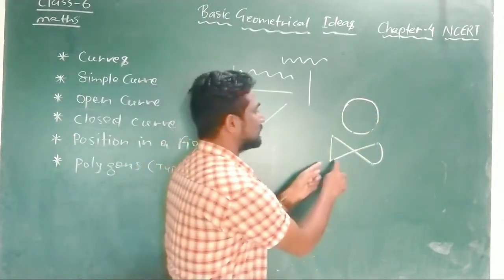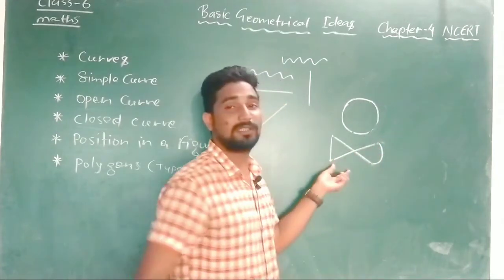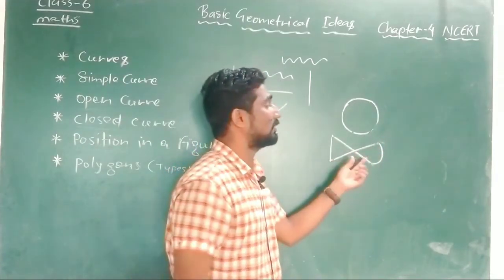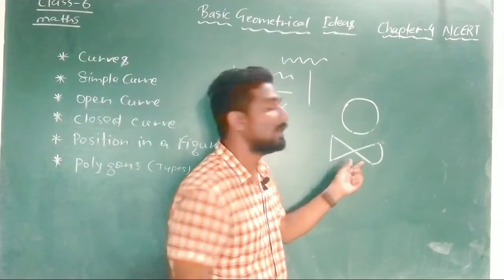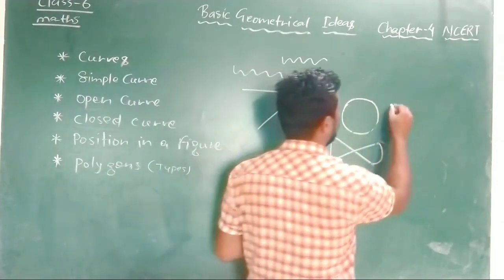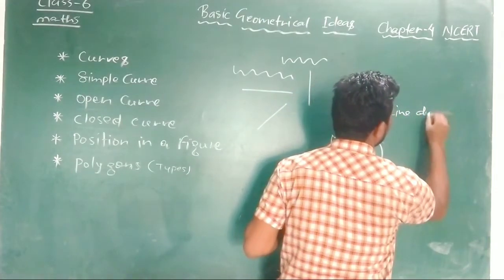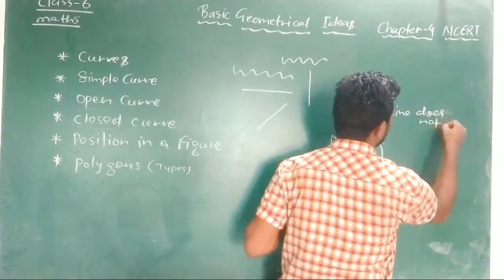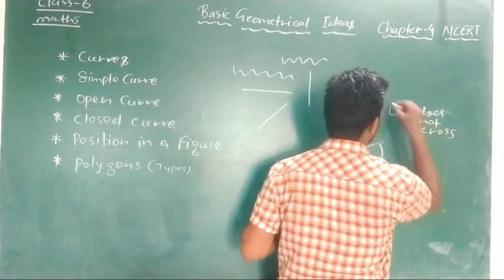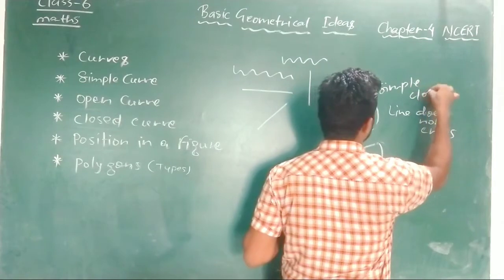And you can see this is a curve picture, because the line is not straight here. This is curve. So this is called curve figure. But this is not called simple curve figure, because if the line does not cross, that is called simple. If the line does not cross, then it is what? It is simple closed.